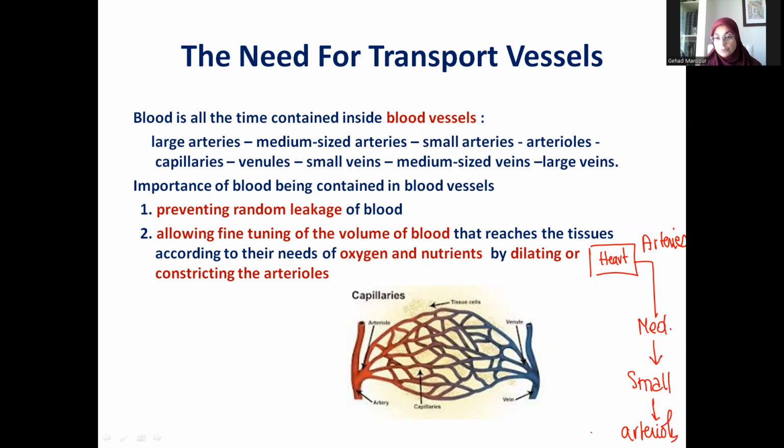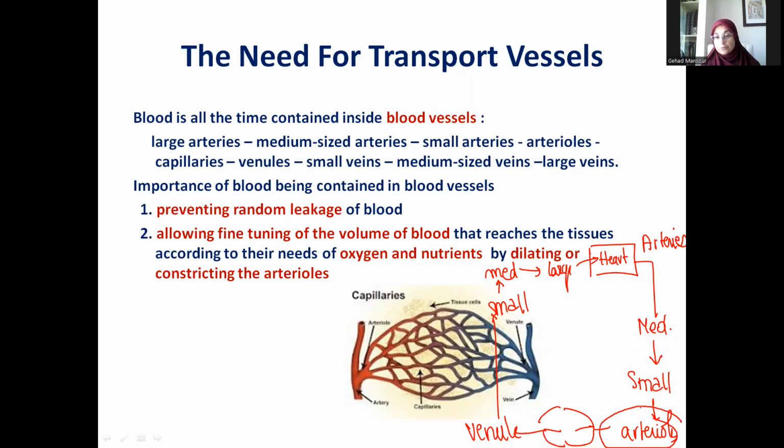And the arterioles will branch into capillaries, and then the capillaries will unite to form the venules, and then the venules will give rise to small veins, and then the small veins will give rise to medium-sized veins, and then to large veins, and then to the heart. So this is the hierarchy of the cardiovascular system, or the hierarchy of the blood vessels.